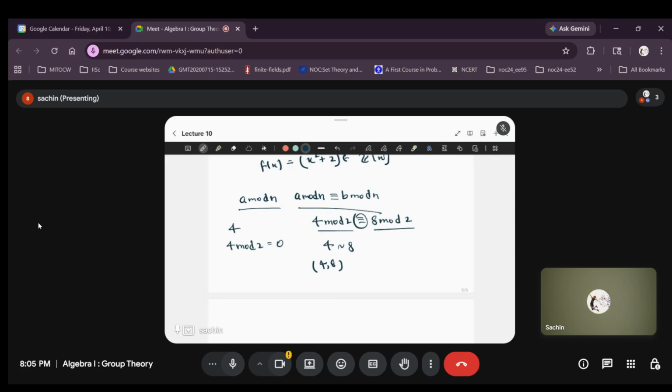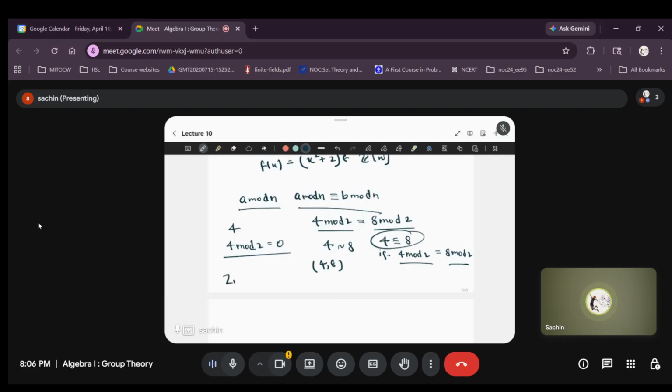Yeah. A mod n, yeah, 4 is congruent to 8 if 4 mod 2 is equal to 8 mod 2. So we are using this mod 2 here to define this congruent relation. But here we are simply using the mod 2 operation itself.